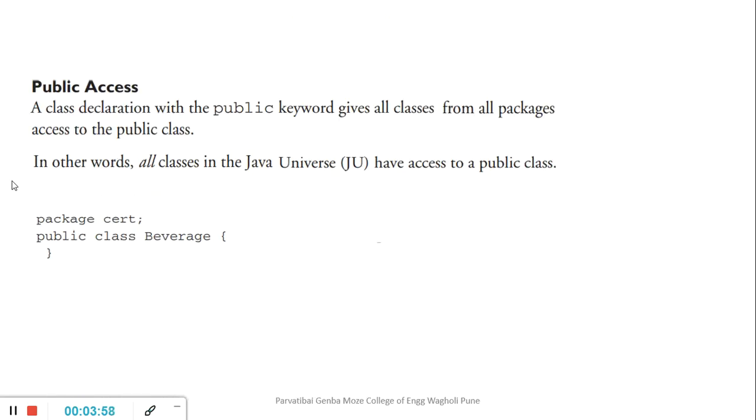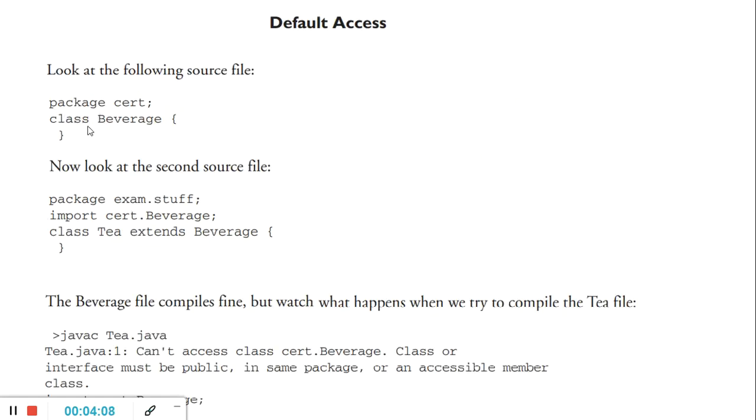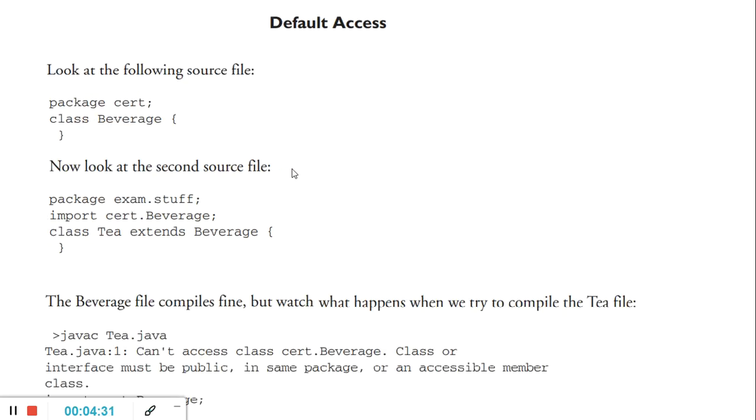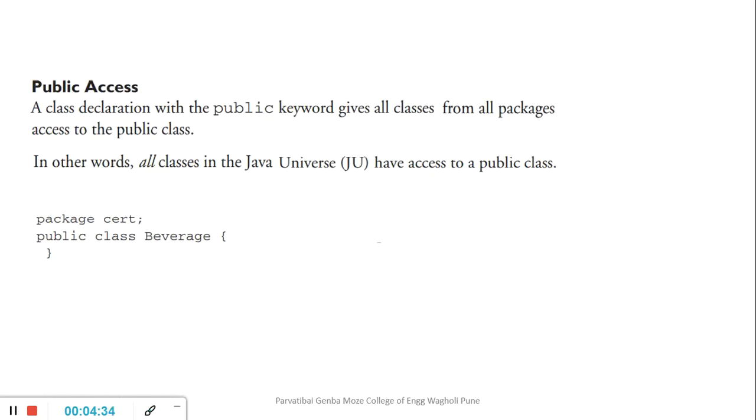Next is public access. So how do we define a class as public? We use the public keyword in the definition of the class. In the earlier case we had not provided any access modifier. In this case we have provided the public access modifier. So the Beverage class from the cert package is now accessible outside the package. When you make any class public, it's accessible to all the Java universe. There are two access modifiers. First we have seen is default, and second is public access.